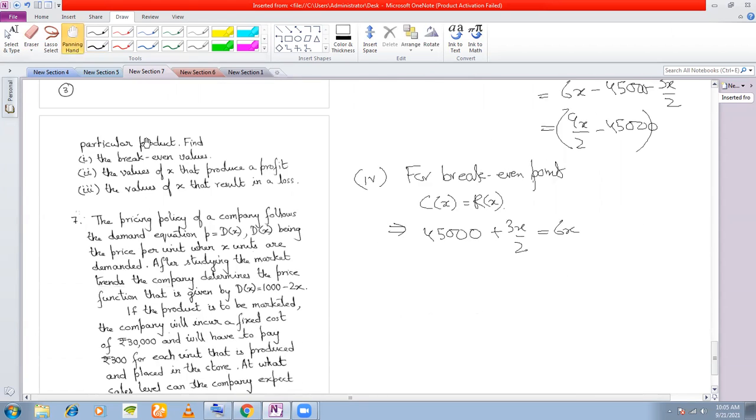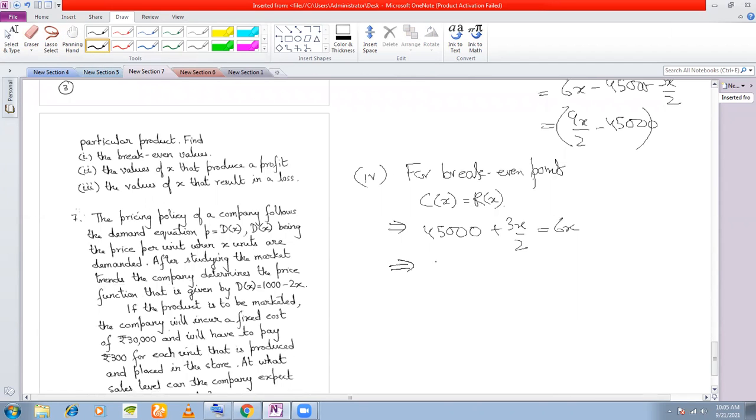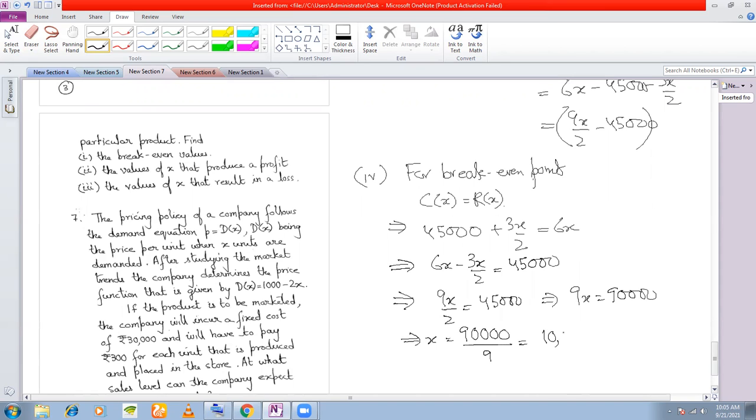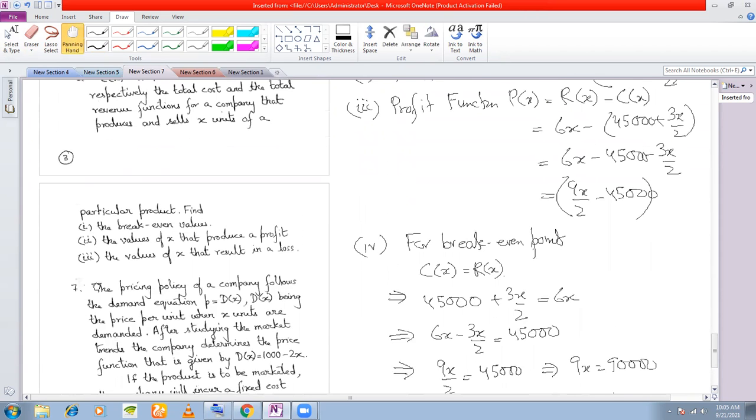Now you need to solve this equation to get the value of x. So 6x minus 3x by 2 is equal to 45,000. Taking the LCM, you get 9x by 2 is equal to 45,000. So 9x is equal to 90,000, and x is equal to 90,000 by 9, which is 10,000 units. This is the break-even point. At 10,000 units of production, the total cost function is equal to the total revenue function.